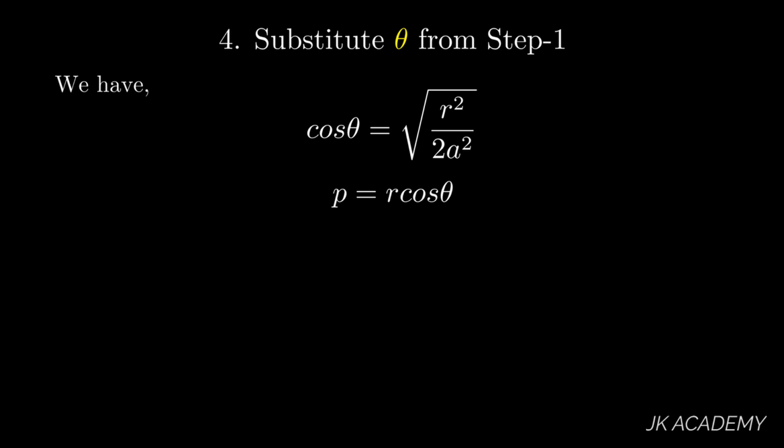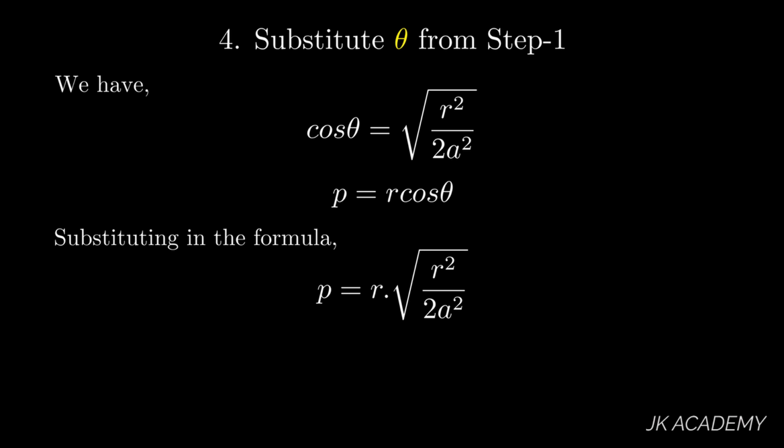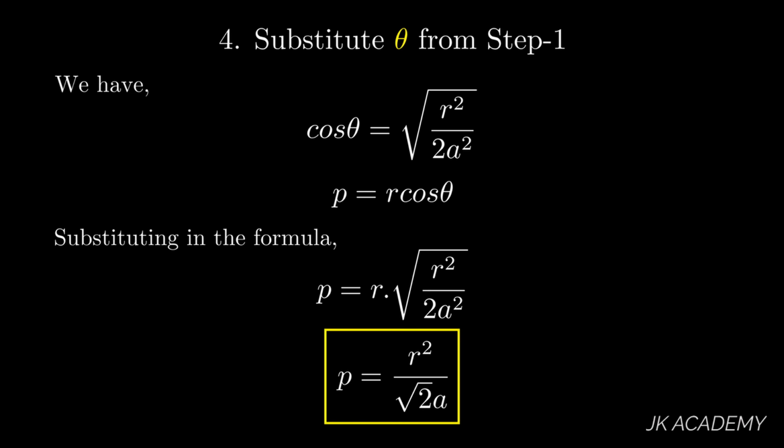Let's move to step number 4, that is substitute θ from step number 1. We have cos θ = √(r²/2a²). This is what we got in step number 1. So we have the formula p = r cos θ from the last step. We substitute cos θ with √(r²/2a²), so we get p = r √(r²/2a²). We can take r outside the square root. So we can write r into r is r², divided by √2 into √(a²), which is a. So p = r²/(√2 a) is our pedal equation.